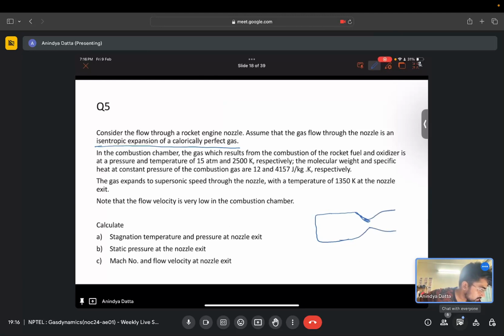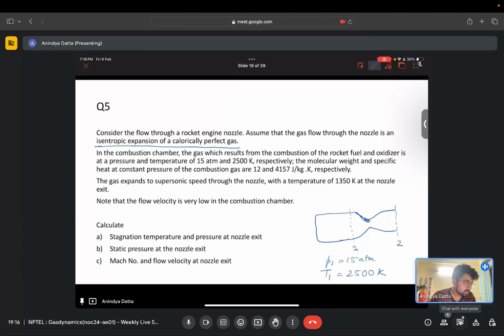Okay, so this is, let's say, our station 1, and this is the nozzle exit, our station 2. Station 1 is just at the exit of the combustion chamber. So P1 is 15 atmosphere and T1 is 2500 Kelvin.